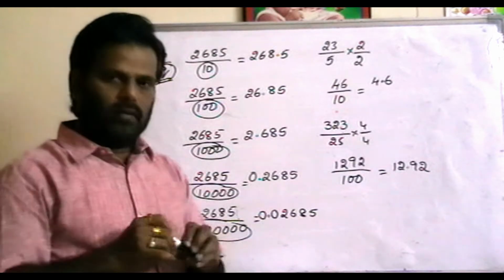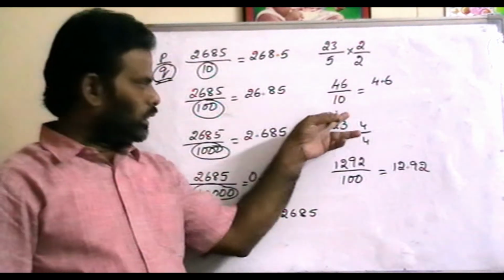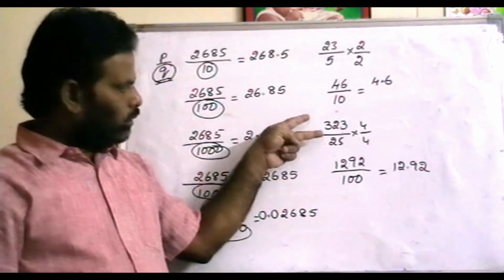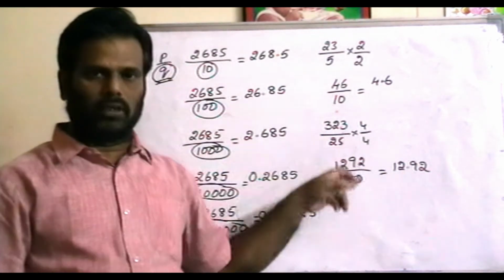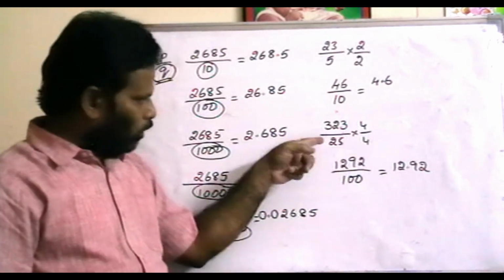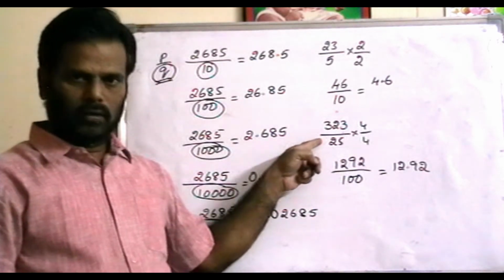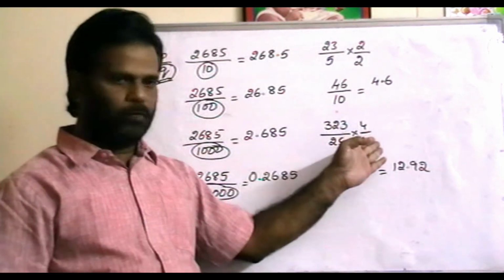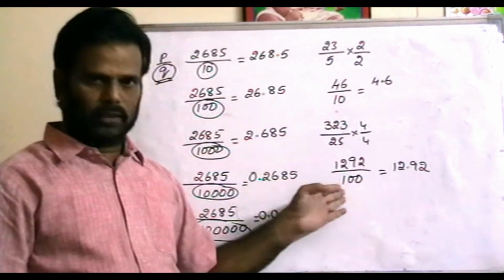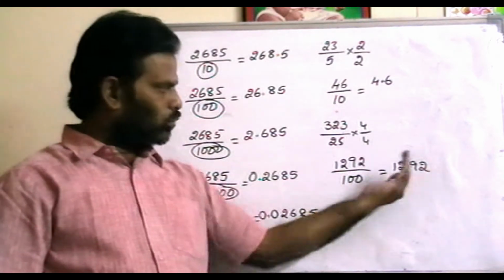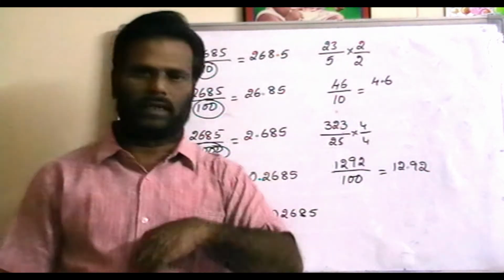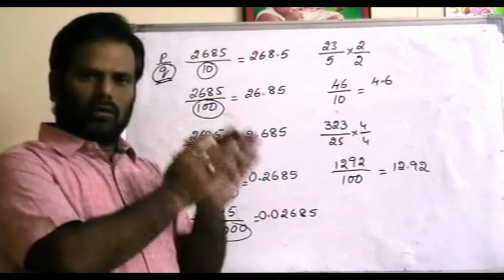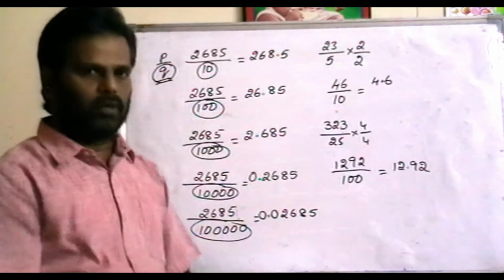So here also, 323 by 25 is a rational number. That rational number also we can change into the decimal form without division. Why? Because the denominator 25 changes into the nearby round figure. That means if 25 is multiplied by 4, we get 100. 100 is a round figure, there are 2 zeros. So after 2 digits we can keep the point: 12.92. This is the main concept: changing into the decimal form without division.